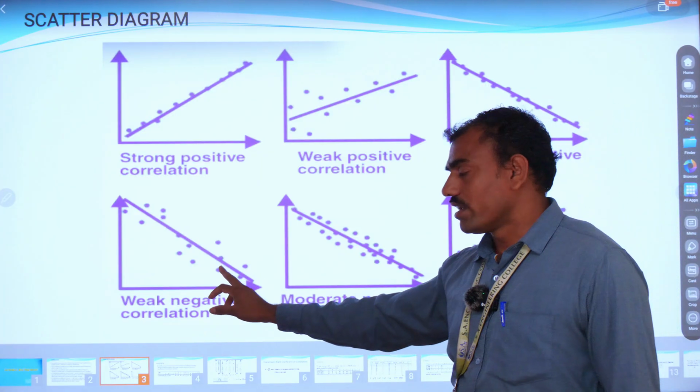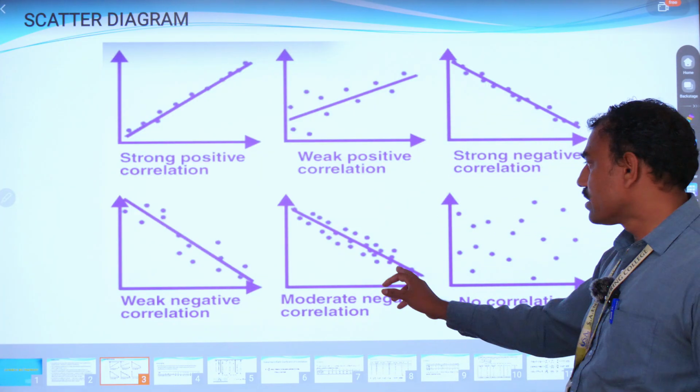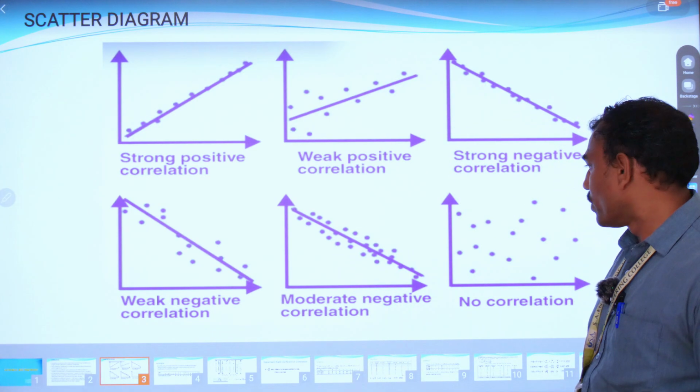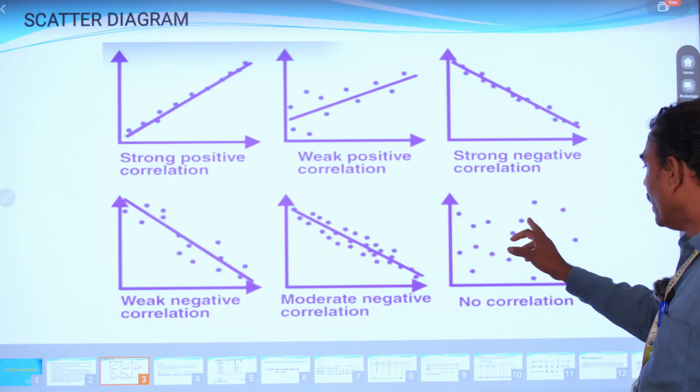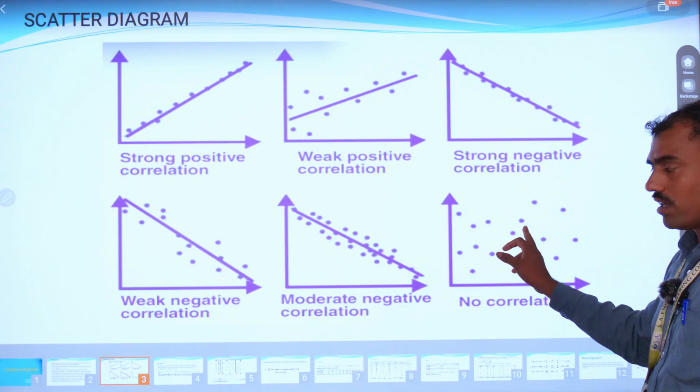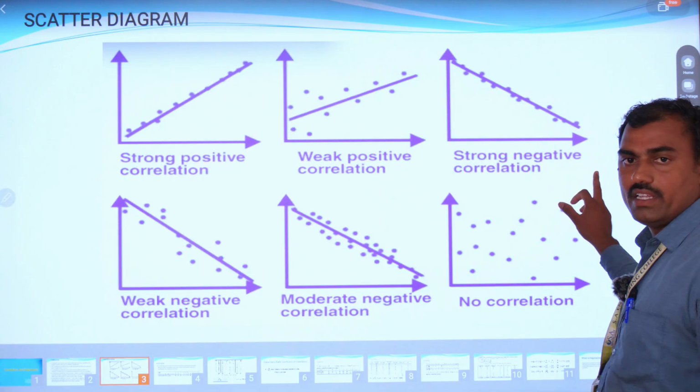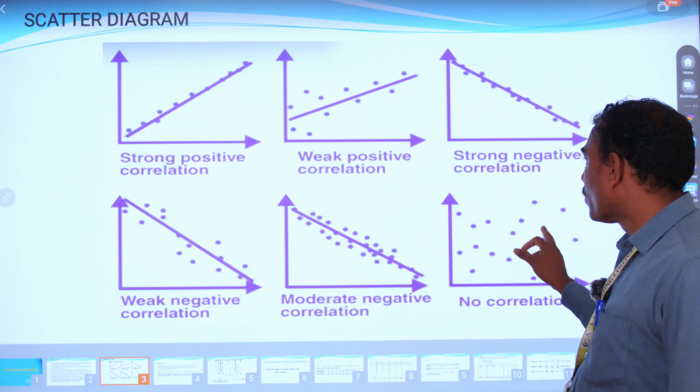This is the weakly correlated. This is the moderate negative correlated. And this is the no correlation. Here the points spread over the whole area and do not make a straight line. So this is the no correlation.